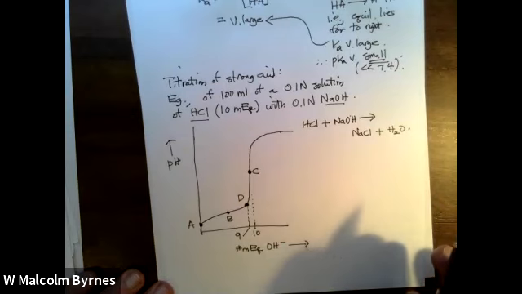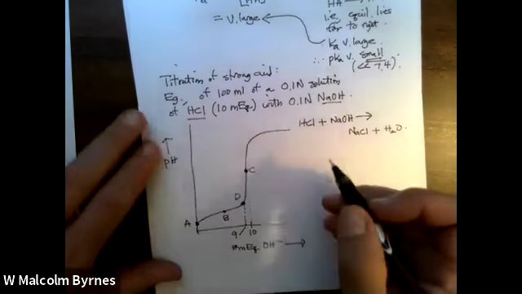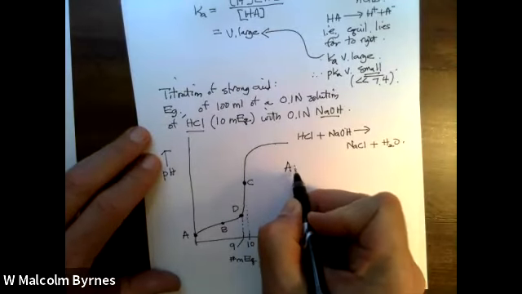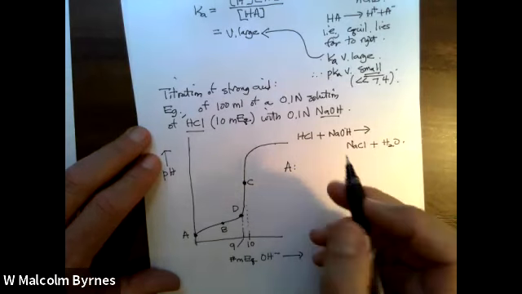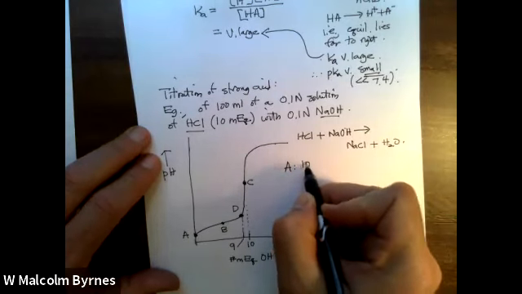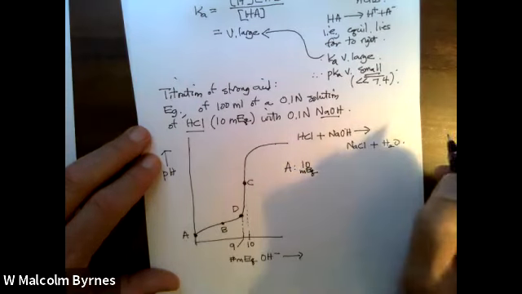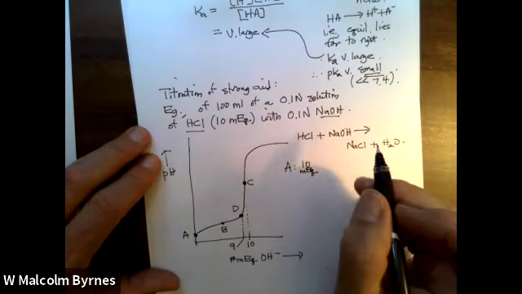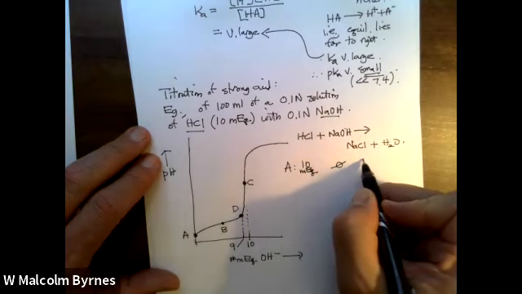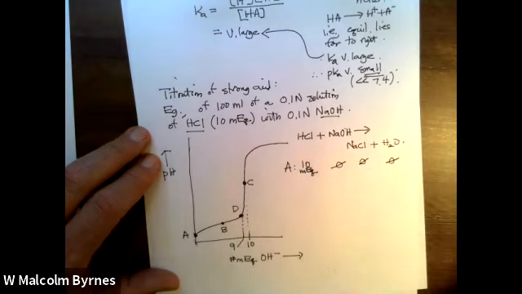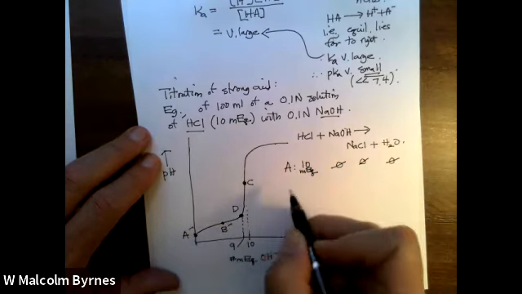But let's unpack this. Let's look at each one of these points, A, B, C, and D. So let's look at point A first, and let's make a little table. We're going to start with 10 milliequivalents of the acid. At the beginning of the titration, we're not adding any sodium hydroxide. So we're going to keep that acid. We're not going to form any sodium chloride or any extra water. Fine, no problem there. Now let's look at point B.